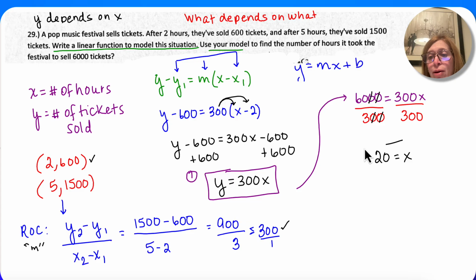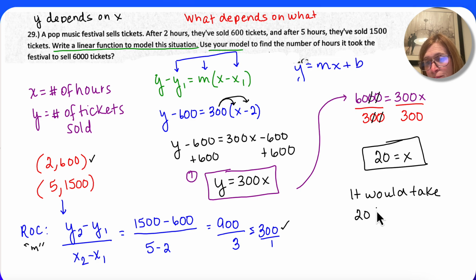So I'd write the answer: it would take 20 hours to sell 6,000 tickets. Hopefully that was a helpful video.